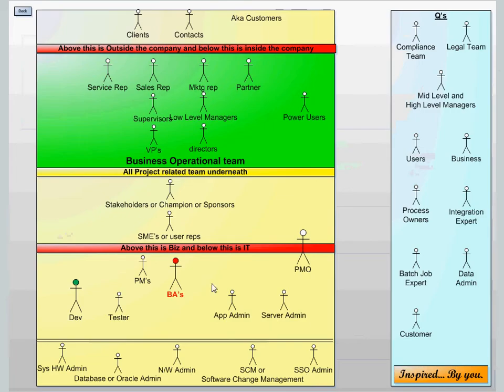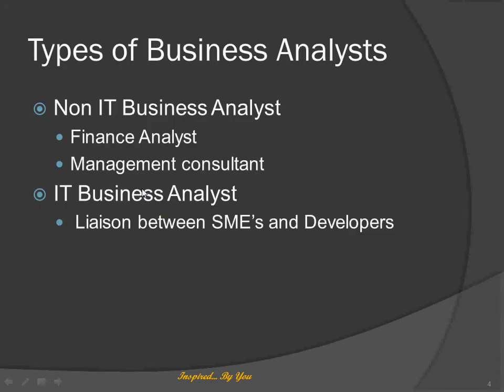But BA at the end of the day, from a definition standpoint, his primary role is to act as a liaison between SMEs and developers. So these are called IT business analyst or simply business analyst or analyst.